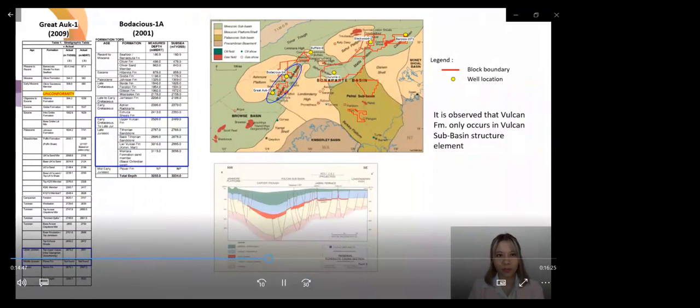When overlaying the two wells, Great Owl 1 well and Bodacious 1A, on the structural elements map over here, the two wells are indeed located within the Vulcan sub-basin. Based on the cross-section image below, the Vulcan formation in late Jurassic, which is colored in red, only occurs thicker in the middle of the basin and disappears towards the flank. So when we look at Great Owl 1 well, it only penetrates Upper Vulcan formation, which may indicate that the well is located closer to the flank, whereas Bodacious 1A may have been drilled even closer to the center of the basin as it penetrates all three formations, which are Upper Vulcan, Titonian Formation, and Lower Vulcan Formation.